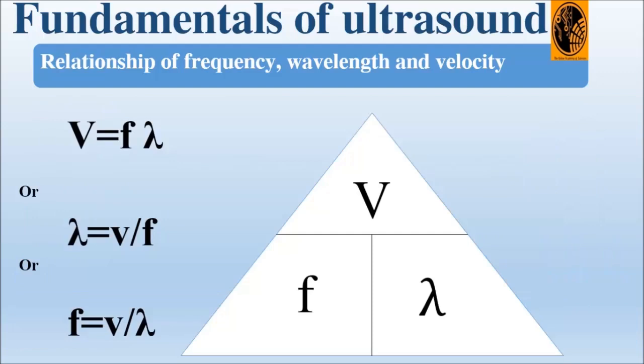And you can see here this pyramid. It may be helpful for you to remember the relationship. So if you are looking, for example, for the velocity, you can simply use the frequency multiplied by the wavelength. And if you are looking for lambda, which is the wavelength, you just have to divide the velocity by the frequency. And the same for the frequency, it's the velocity divided by the wavelength.